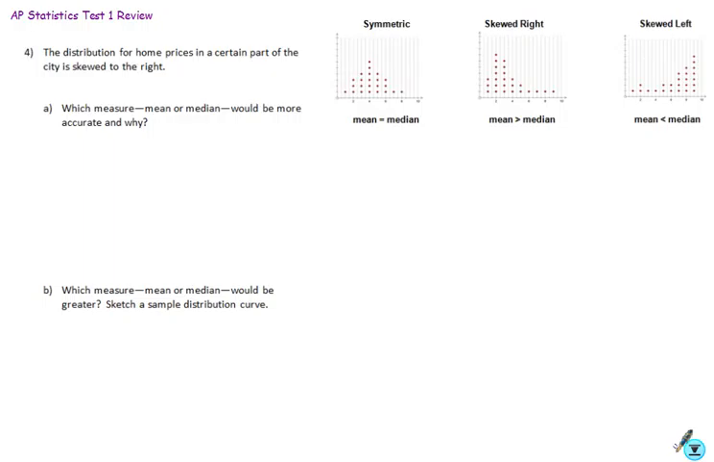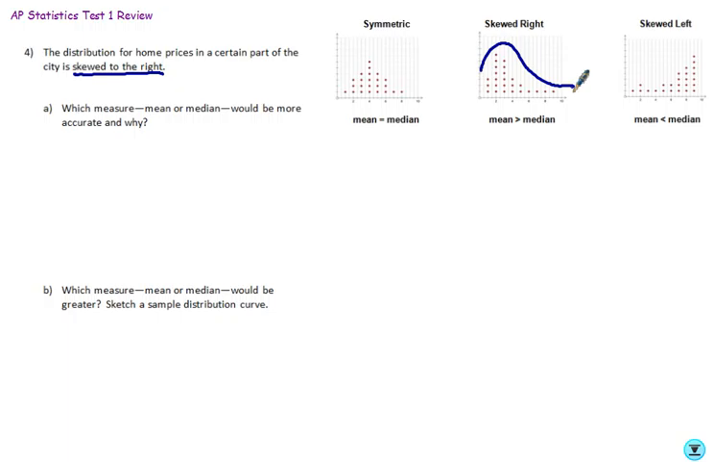All right, so number 4 says that the distribution for home prices in a certain part of the city is skewed to the right. So they're telling us that it's skewed right, and they're telling us that it looks something like this. Again, skew just means that it's stretched out in that direction.